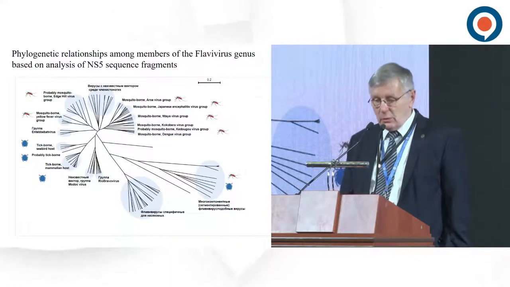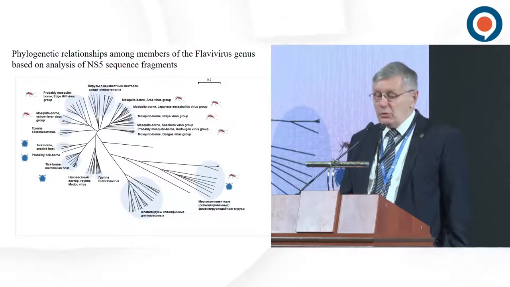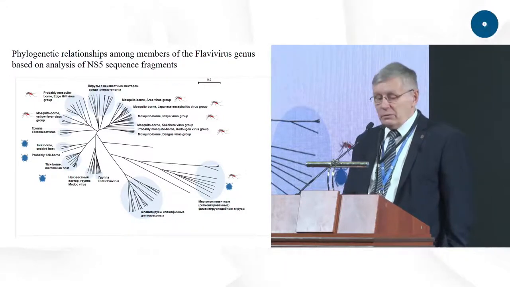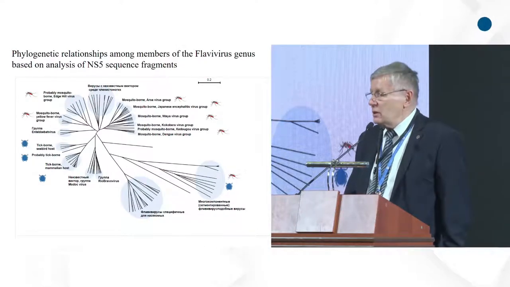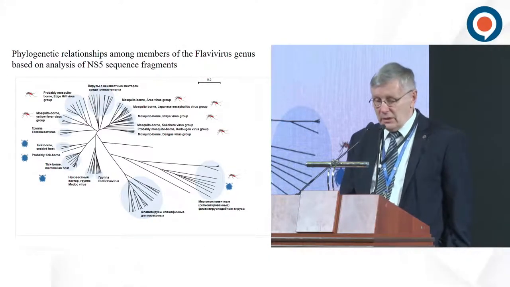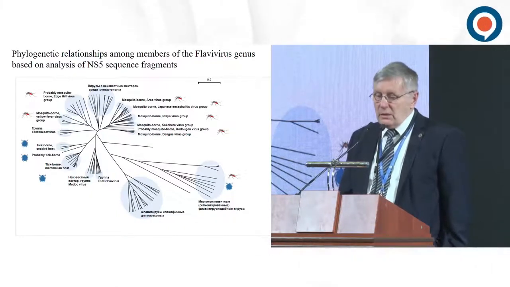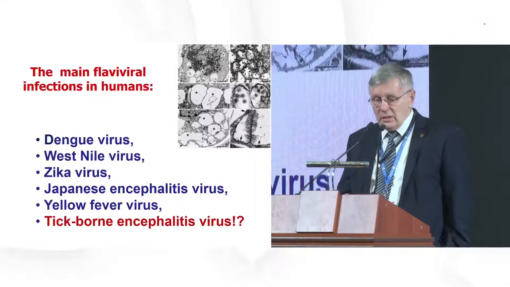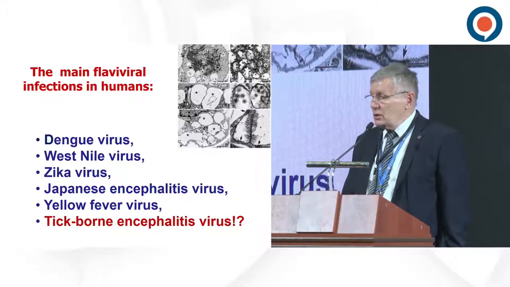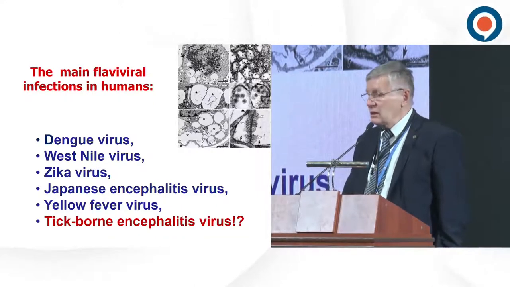So today's phylogenetic tree of the flavivirus genus, you see it now represented on the presentation, and it unites all of these viruses, and almost all of them are mosquito-borne or tick-borne. There are different families of mosquito viruses, up to 100 types, 140 types, and the main five flaviviral infections are provided here in blue.